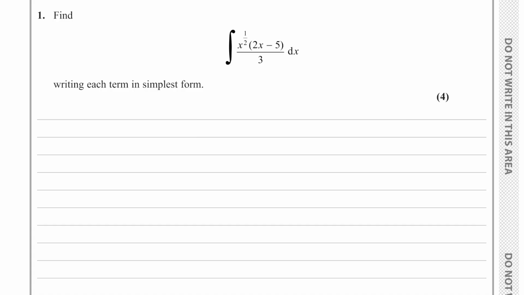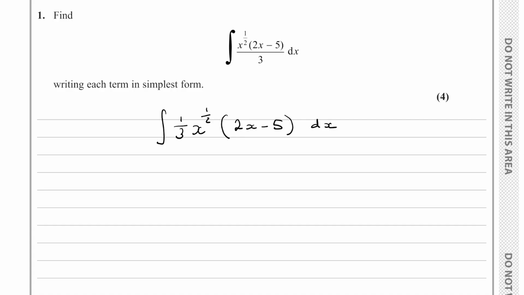So we want to get rid of this over 3, so we can just change divide by 3 to times by a third. So I'm just going to rewrite it with the third in the front. So a third times x to the power of a half times (2x minus 5) with respect to x. Then I want to expand the brackets before I integrate.